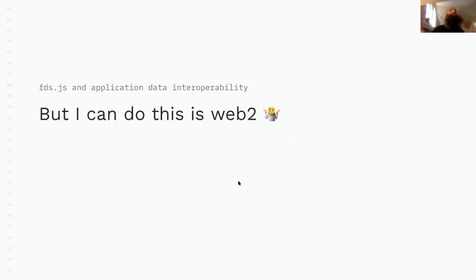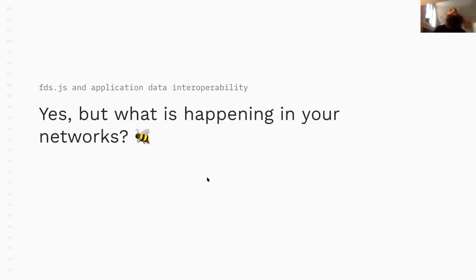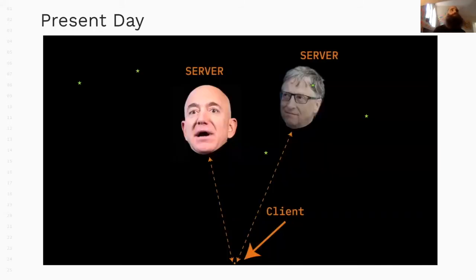Now, I guess some of you might be thinking, well, we can do this in Web 2, so what's so special about this? Why is this so important? The answer is, what is actually happening in your networks? It's a black box, and it takes a lot of exploration to find this out. So I've done some artist impressions of some diagrams to try and explain it a little bit more to people.